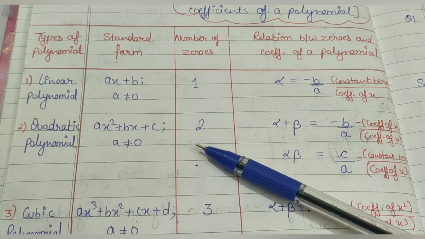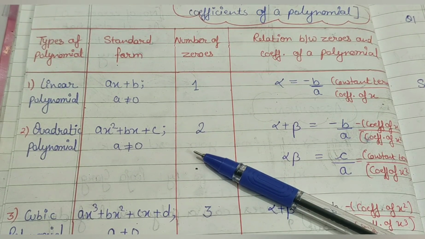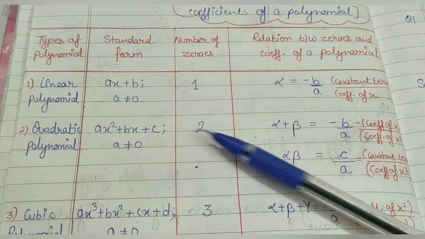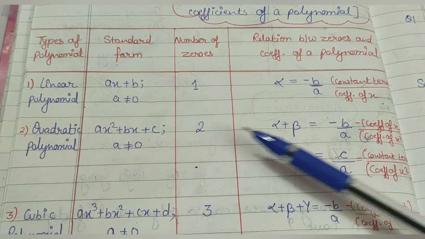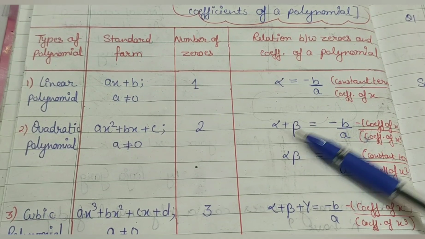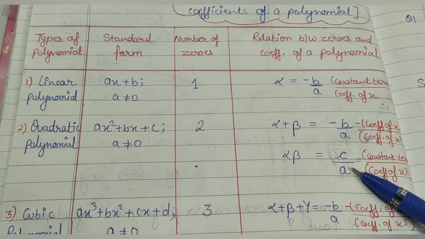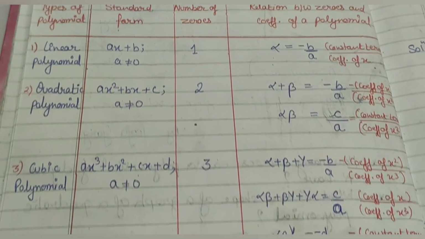Now here you can observe second is quadratic polynomial, that is ax square plus bx plus c, again a is not equal to 0, number of zeros 2, and the relation is the sum and the product of zeros. So sum of the zeros is minus b upon a and product of zeros is c upon a. Now the third one is cubic polynomial.